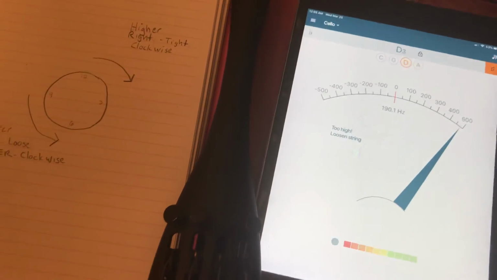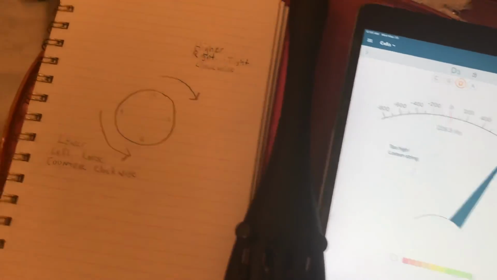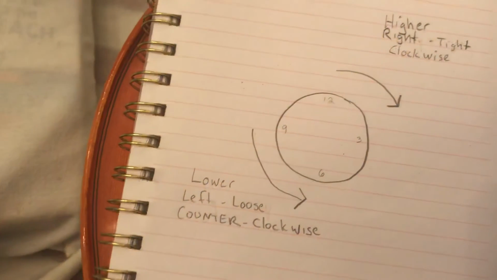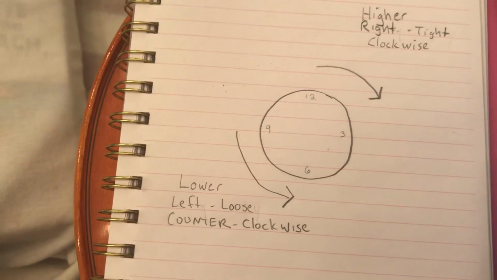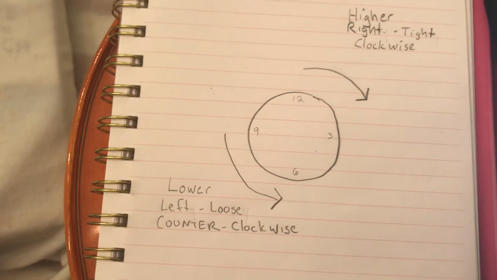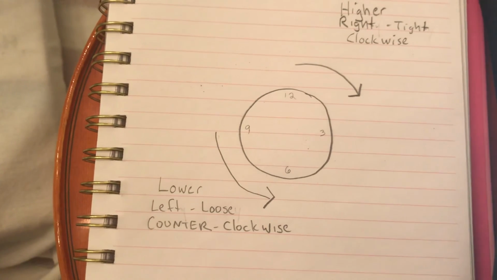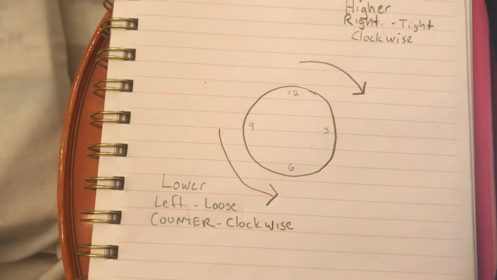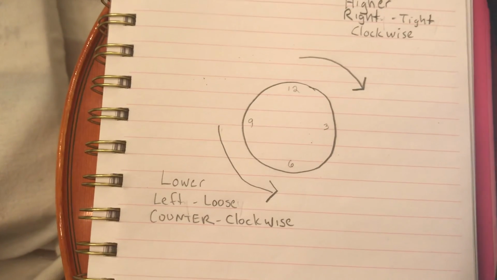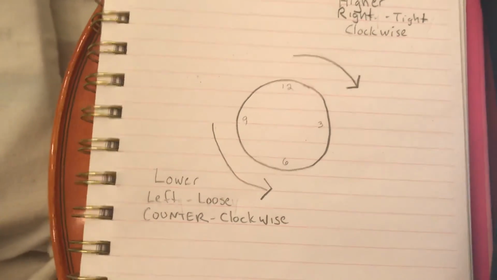So remember, just go very slowly, watch the dial. If you want to go higher, righty-tighty, turn clockwise, or if you want to go lower, lefty-loosey, go counterclockwise, and go slow, be careful. If you get stuck, just stop. All right, good luck.